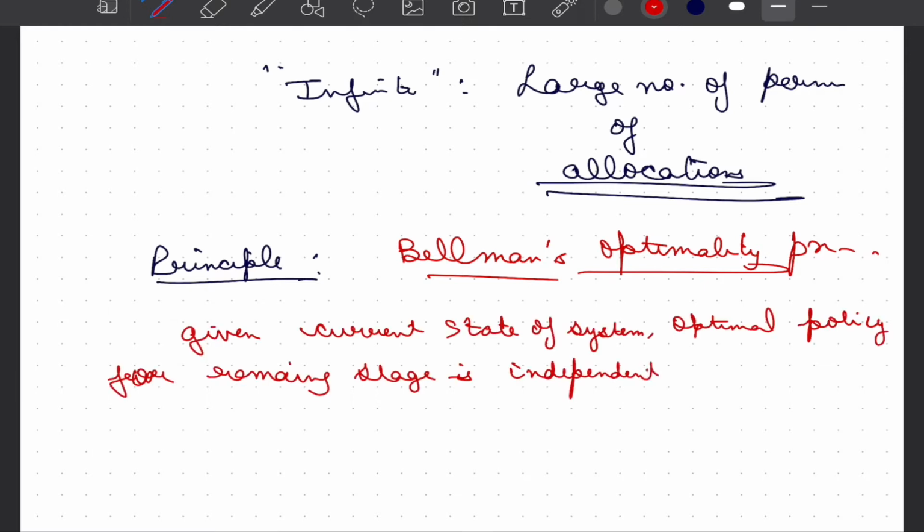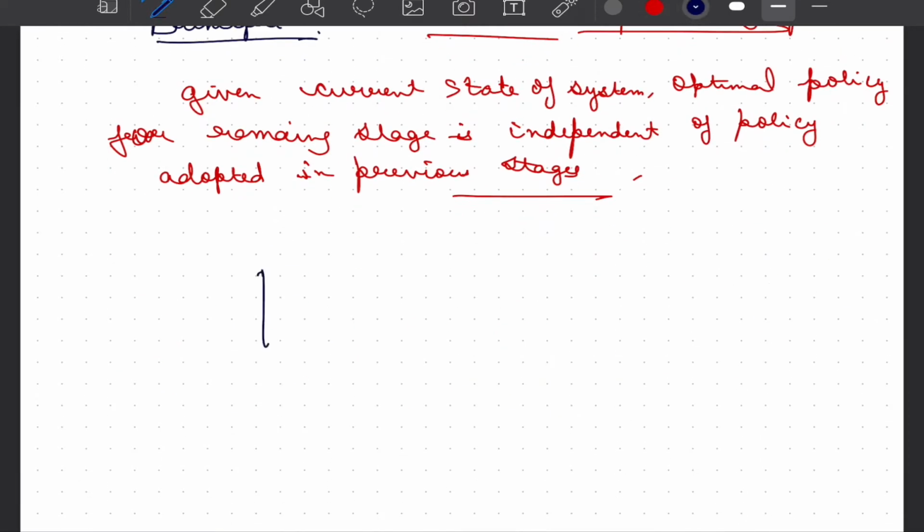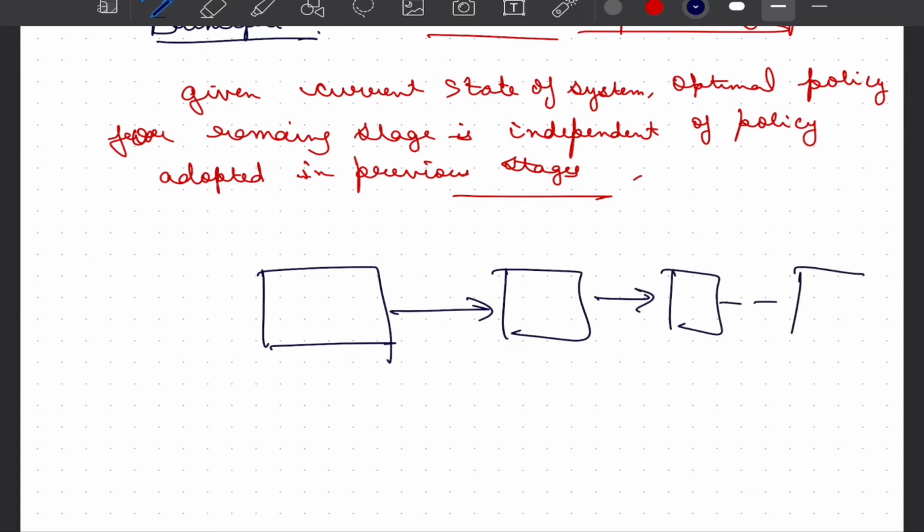So Bellman's optimality principle says that given the current state of the system, the optimal policy for the remaining stages is independent of the policy adopted in previous stages. So what does that mean? What does this complex statement mean?